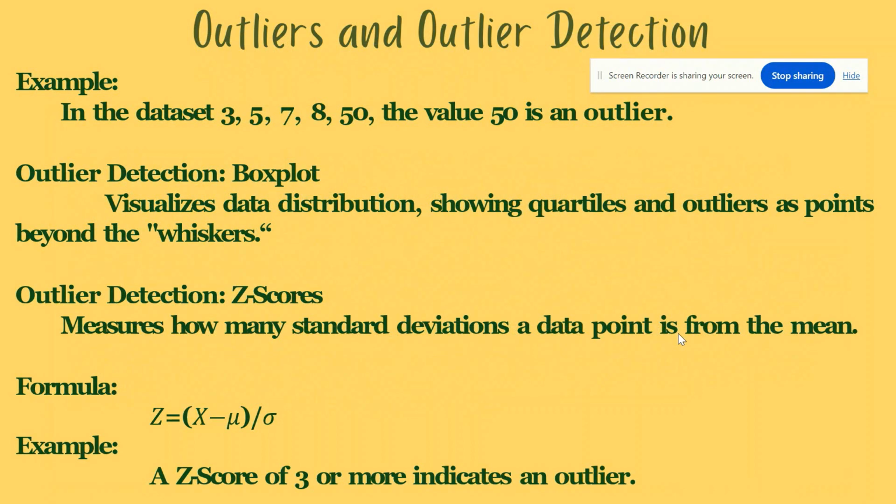Basically, we will use two methods to identify the outliers. The first is called the box plot. I will tell you what the box plot is. And the second is called the z-score method.